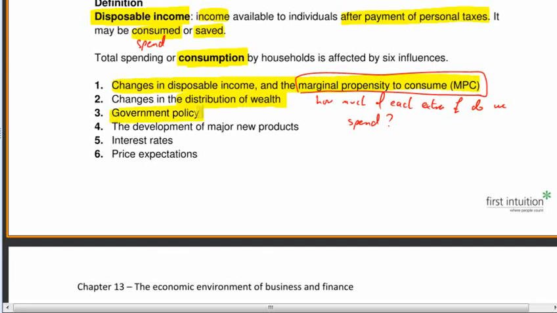It can be affected by government policy. Things like tax rates. The higher the tax rate, the lower our marginal propensity to consume will be. The lower the tax rate, the more money we've got to spend. Development of new products: great new products are developed, we want to buy them, so our expenditure goes up. As well as being affected by tax, it could also be affected by interest rates, can't it? If interest rates go up, we all have to pay more mortgage interest, so we've got less money left to spend, so consumption will fall.